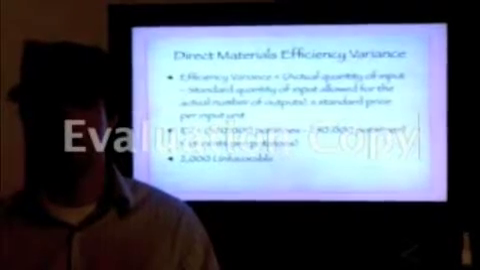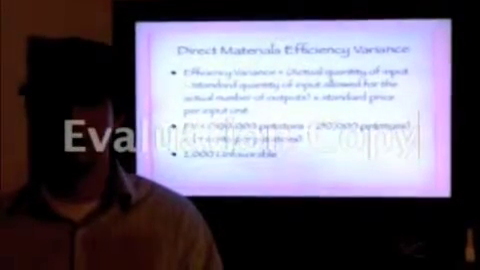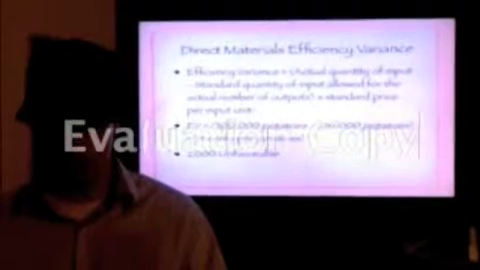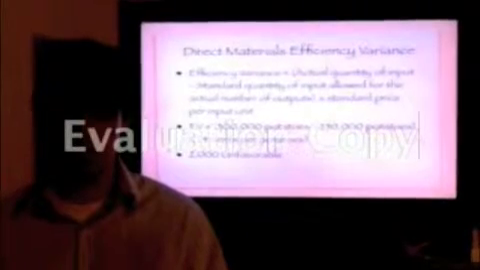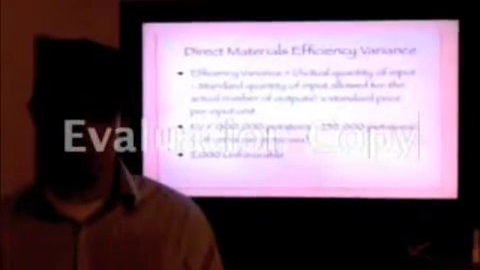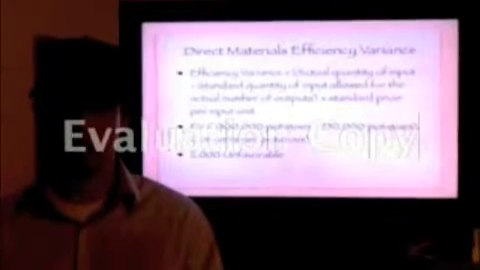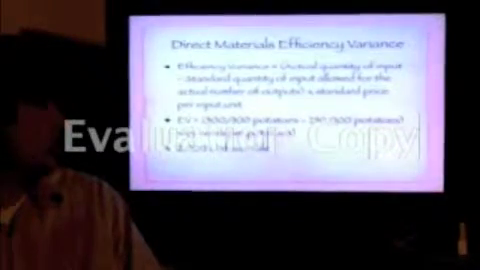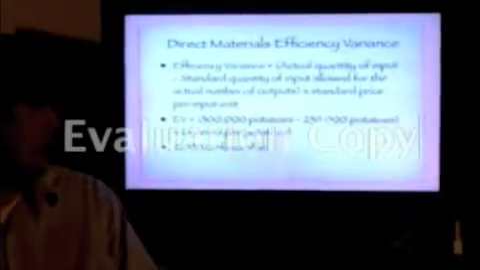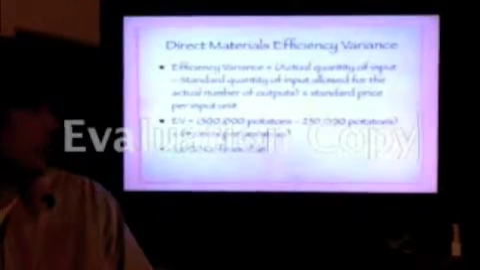So the next variance that we're going to be talking about is the direct materials efficiency variance. This differs from a price variance because an efficiency variance measures whether the firm meets its quantity standards. The equation to find an efficiency variance is the actual quantity of input minus the standard quantity of input allowed for the actual number of outputs times the standard price per unit. For example, if Lay's were to have 300,000 potatoes and subtract 250,000 potatoes and multiply that times 4 cents per potato average, this comes out with an unfavorable direct materials efficiency variance of $2,000.